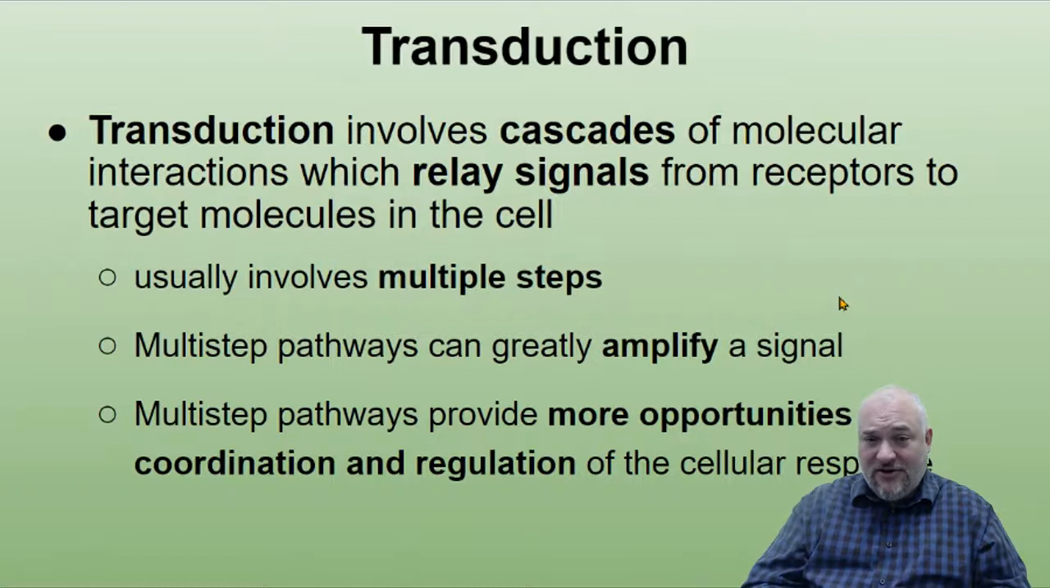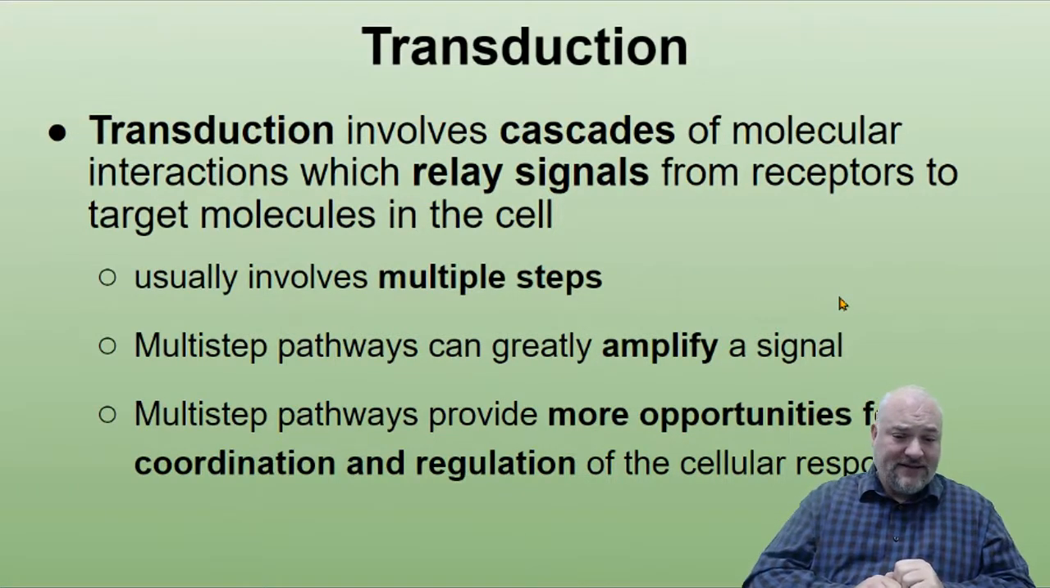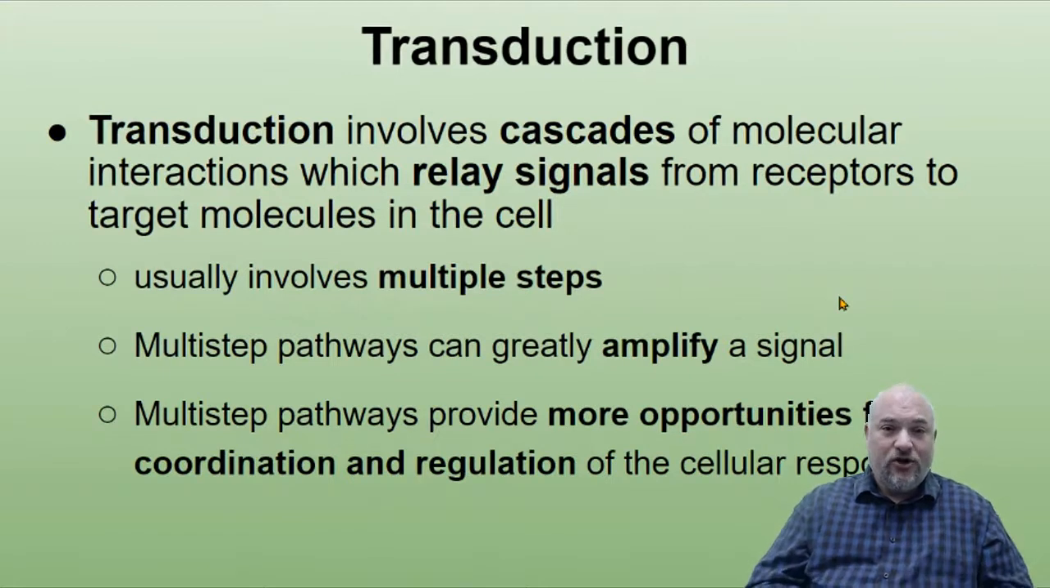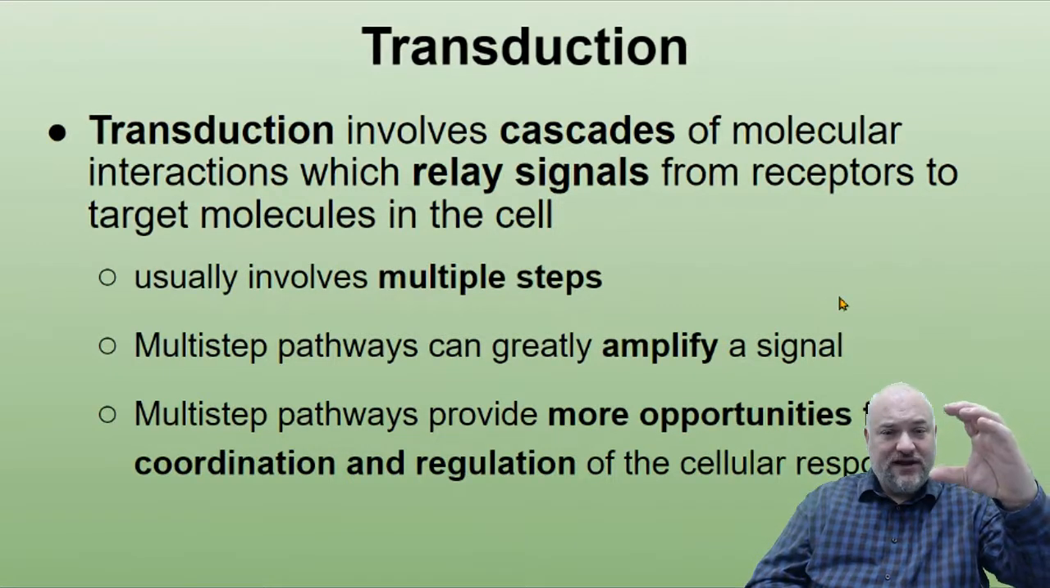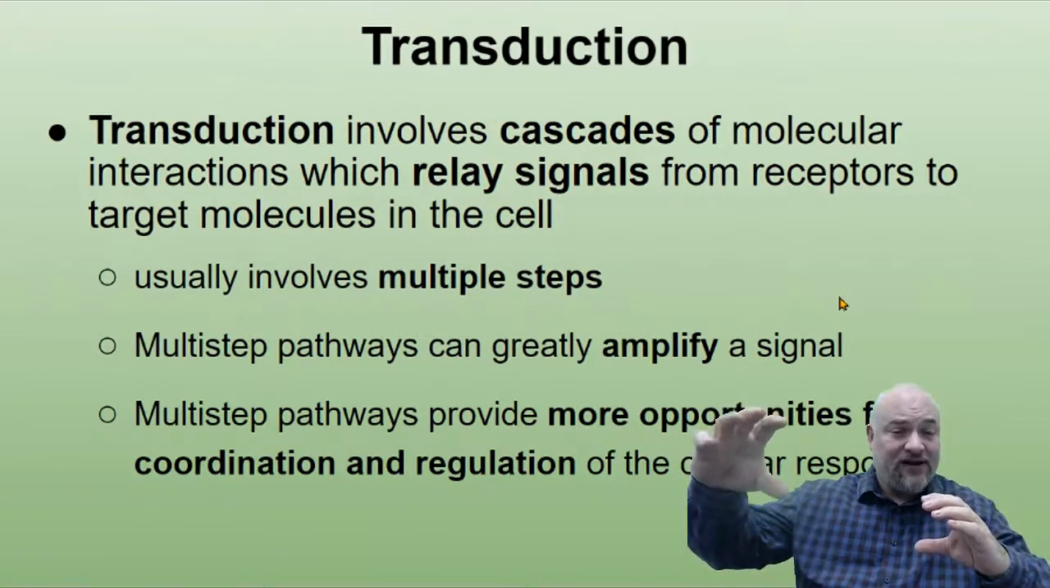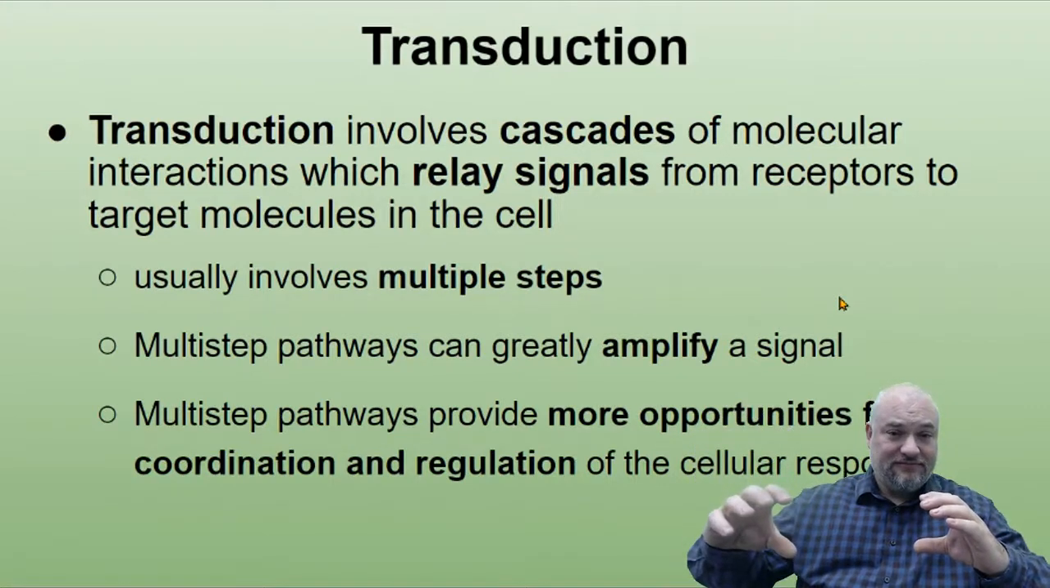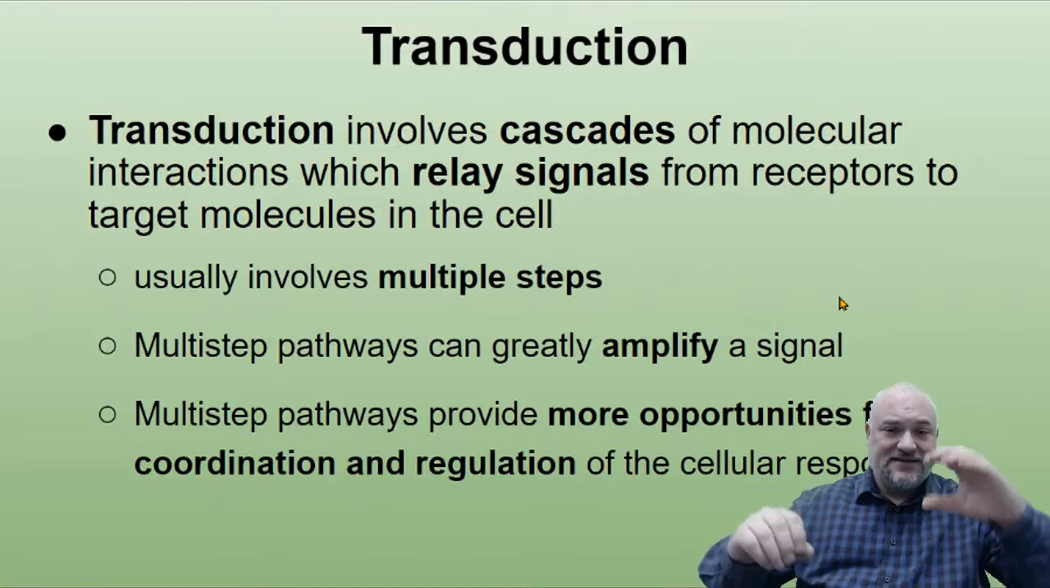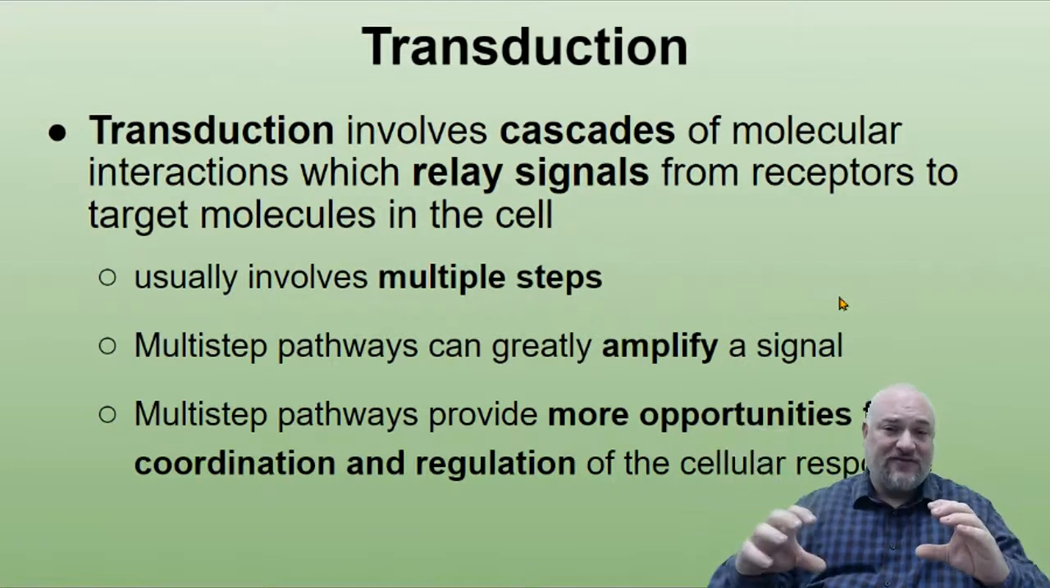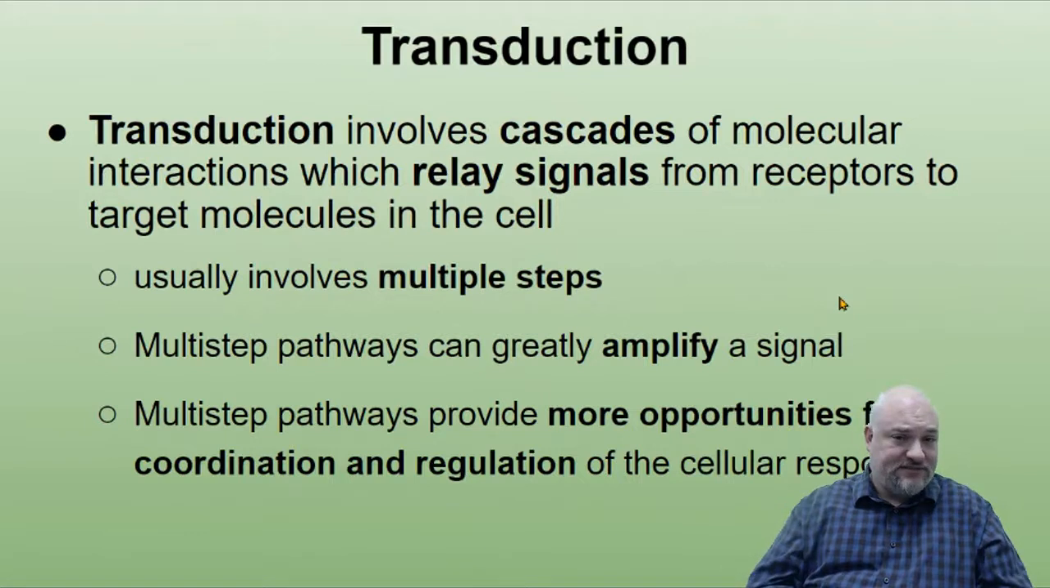All those steps in the middle allow you to have a little more fine-tuned control over the response and regulate it. Like, you might need this chain to be activated, but it won't go all the way to the end unless something else over here is also activated. So that you kind of have a checks and balances. This needs to be activated and this needs to be activated in order to get the response, for instance.